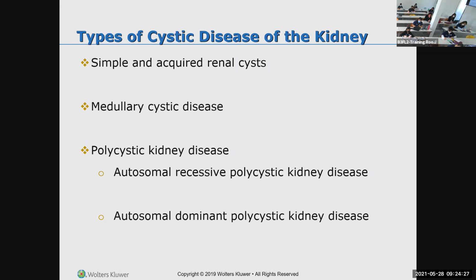Now, the types of cystic disease of the kidney, we do see in the textbook, they do also have the diagrams. There are 5 different types on page 984. So there are diagrams of all these types of cysts. Number 1, simple and acquired renal cyst. Number 2, medullary cyst. And then we do have polycystic kidney diseases. One is autorecessive, the other one is dominant.